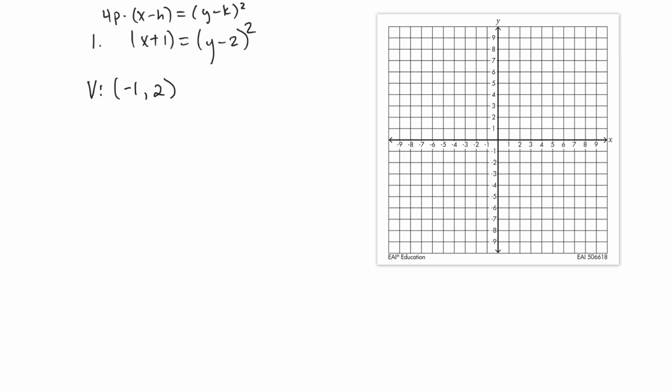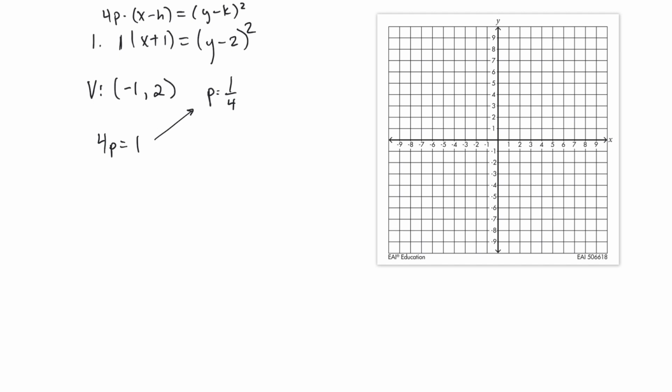The next thing we want to identify is what p is. All right? So to find p, this part's somewhat confusing. 4p should be out in front of the non-squared term. And we see that here. I don't have a number written. There's always an implied 1 in that place, right? So the way that you solve for p is you're going to take 4p is equal to whatever number is out front. In this case it's a 1. So we solve for that, and we're going to find out that p would be equal to 1/4.